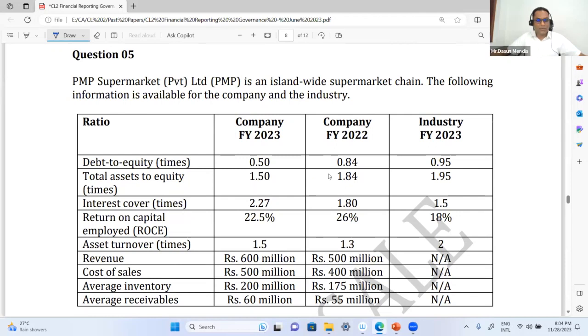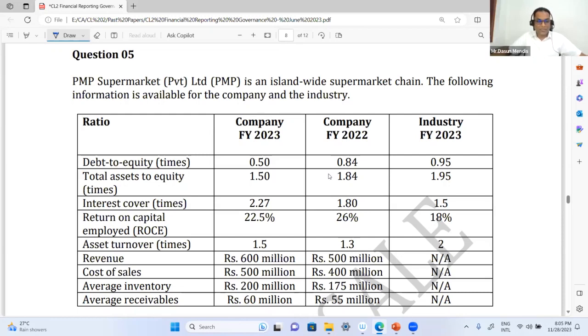PMP Supermarket Private Limited, which is called PMP, is an island-wide supermarket chain. The following information is available for the company and the industry. So what ratios are being given? The debt to equity ratio is given, that is debt divided by equity. Figures are given, and I'm going to read the figures. Then total assets to equity, total assets divided by equity; again the figures are given. Interest cover: all of you know what interest cover is, right?